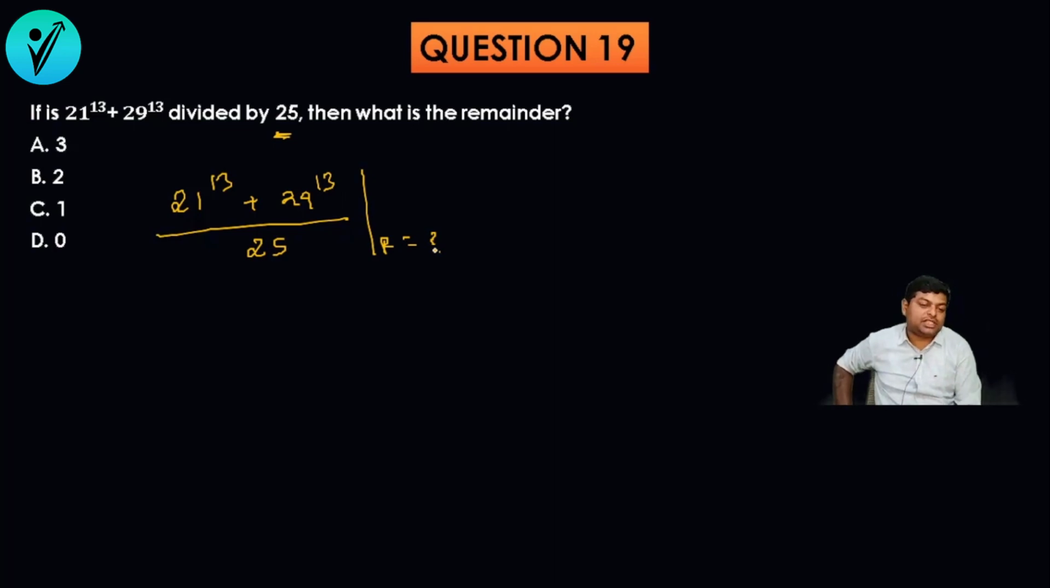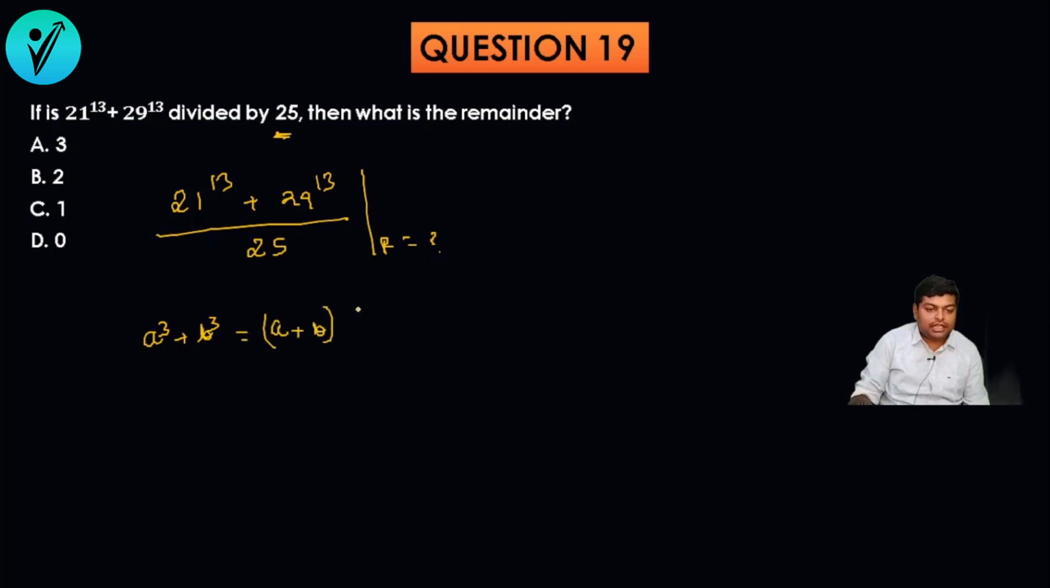Now before I do this question, let me give you a very simple example. Do you know the expansion of a cube plus b cube? The expansion of a cube plus b cube is a plus b into a square plus b square minus ab. Now why have I written this expansion? Because the powers are odd. Here the power is 3, here also the power is 3.